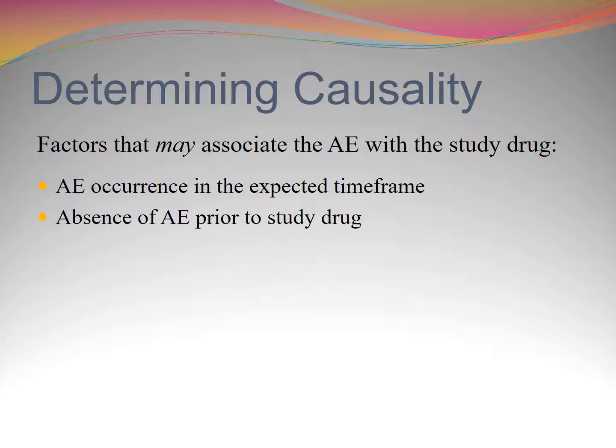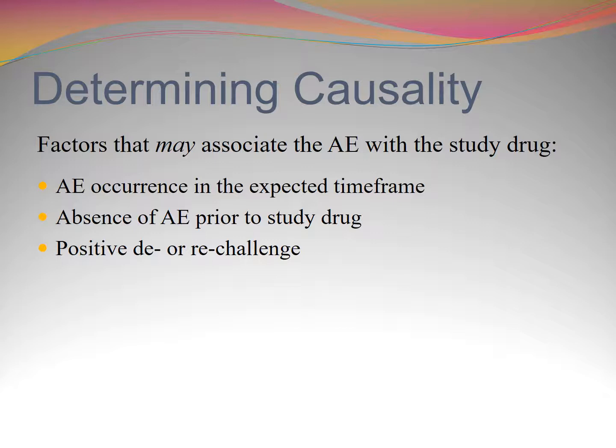The absence of the AE prior to the study drug. So with the asthma example, if the participant had no history of asthma, had a really good, healthy respiratory function, and they developed asthma, that might be an indicator, that's a pretty strong clue that the study drug might have caused the asthma. A positive dechallenge or rechallenge.